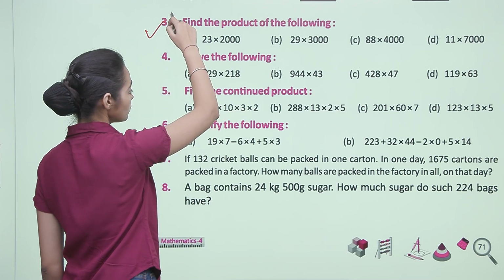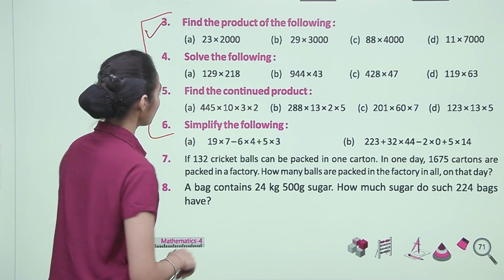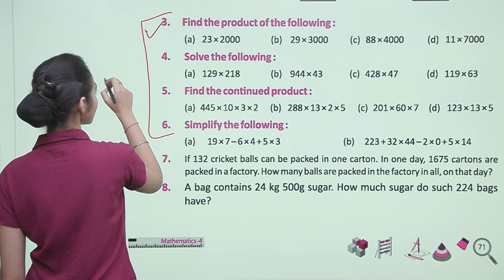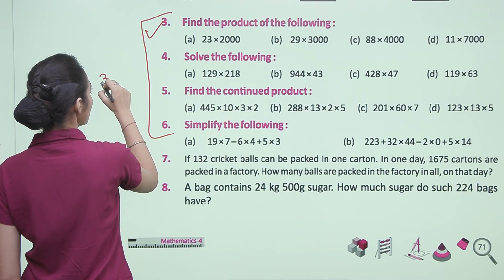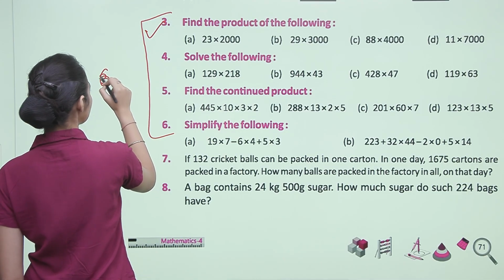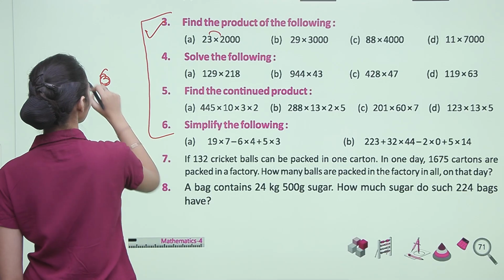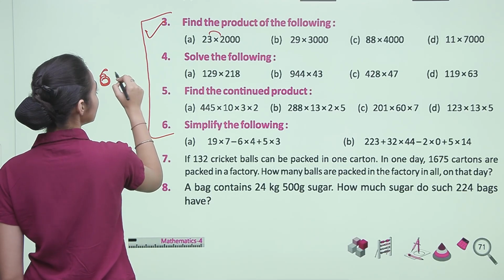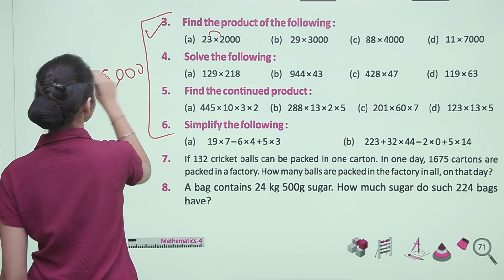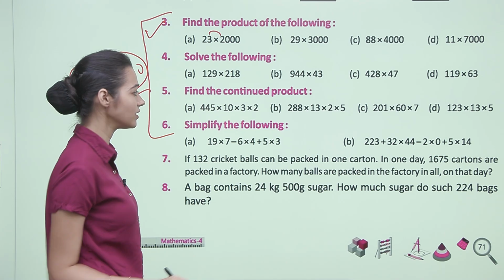In the next one, we have to find the product of all the following. So 23 into 2000, that is 3 2s are 6 and 2 2s are 4. So 46,000 is the correct answer. That's how you can solve the remaining part.